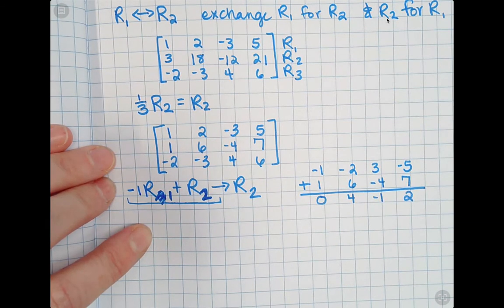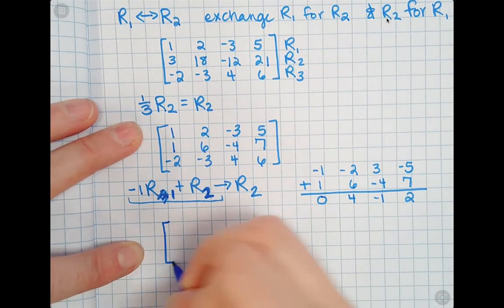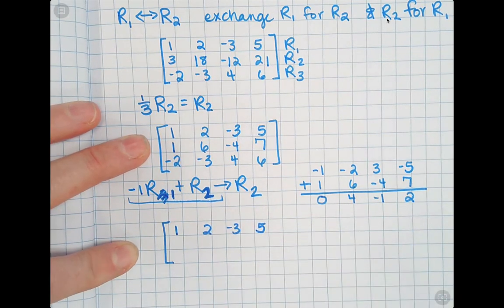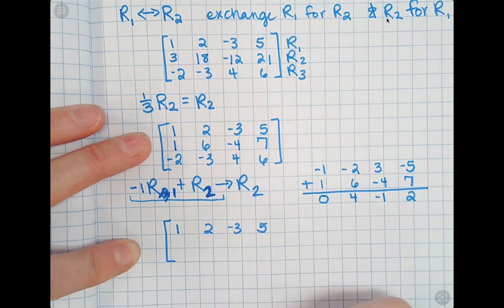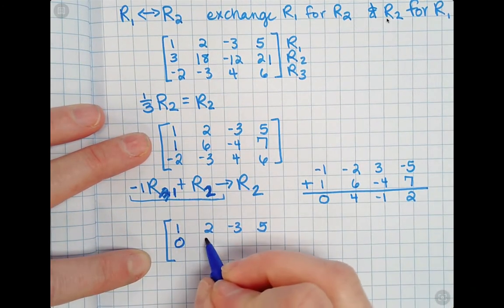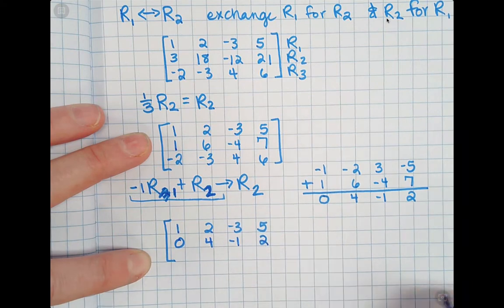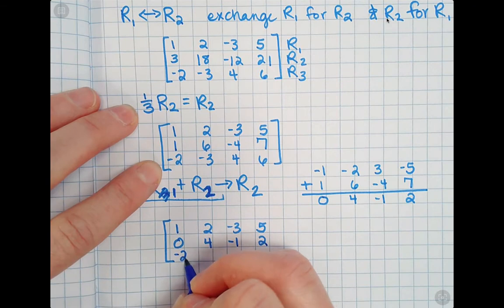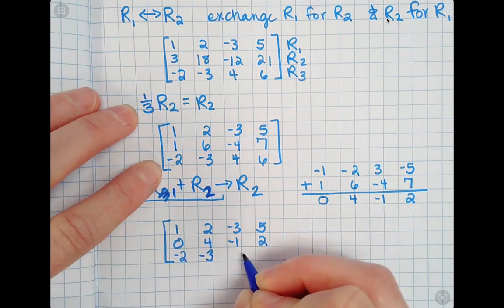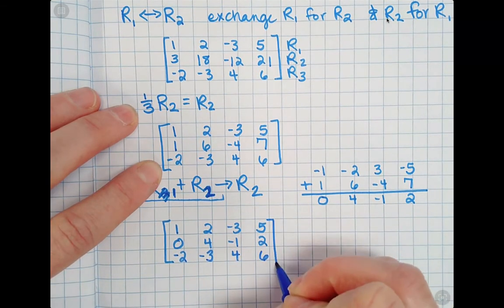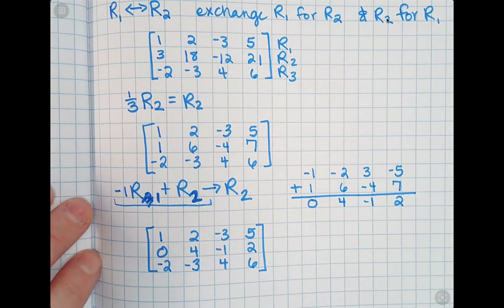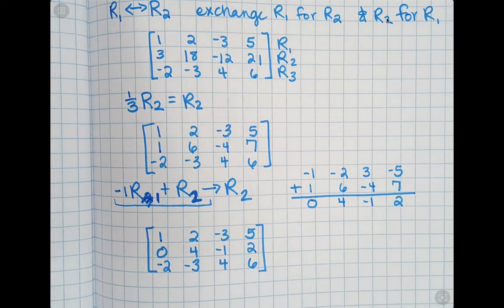So now we will write our matrix. So this is 1, 2, negative 3, 5. We keep the exact same R1. The only thing we changed was R2. So it's 0, 4, negative 1, 2. And then row 3 is the exact same. Negative 2, negative 3, 4, and 6. So those are row operations.